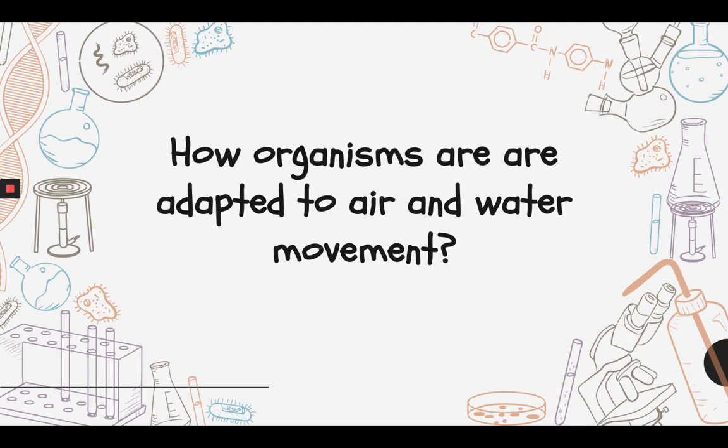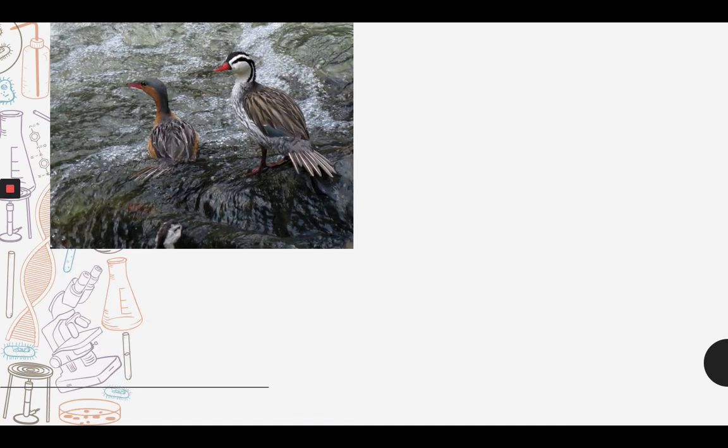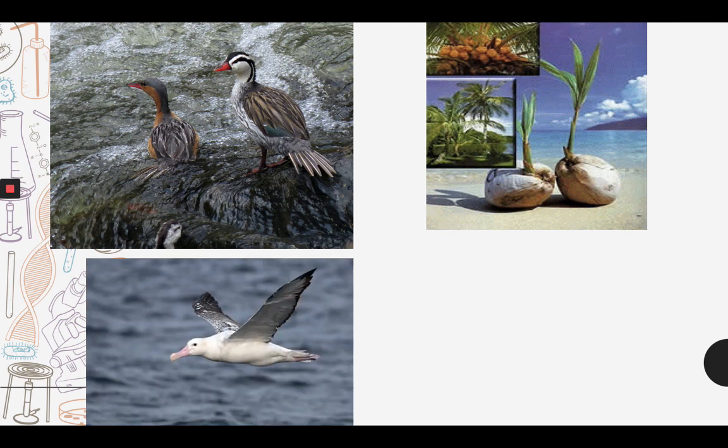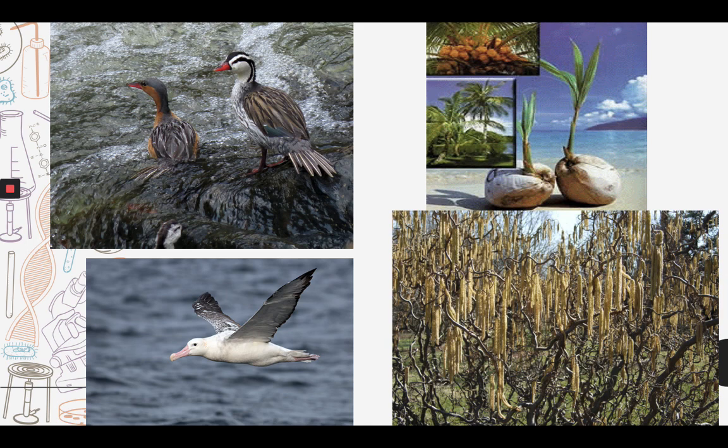Now, how organisms are adapted to air and water movement. Different animals over the world obtain certain characteristics to adapt to the place where they live. As you know, not all animals live in rainforests. Some of them have to survive in the most arid and coldest places, such as the torrent duck. The torrent duck is native to the Andes Mountains, and it's adapted to swim in fast flowing rivers.